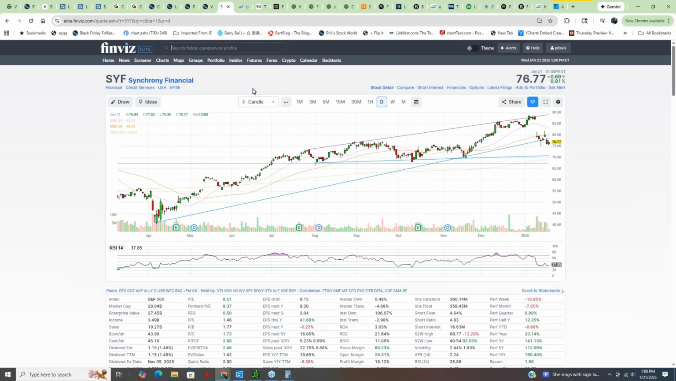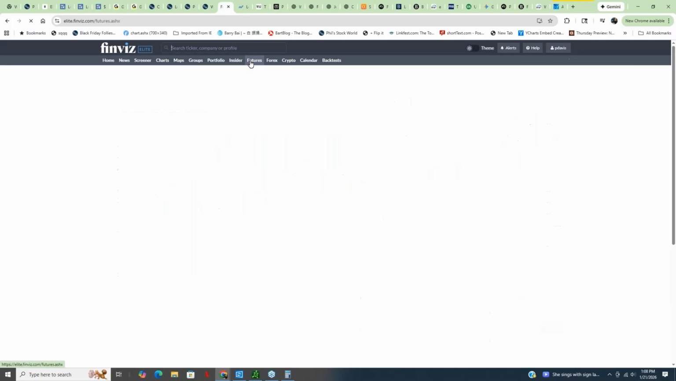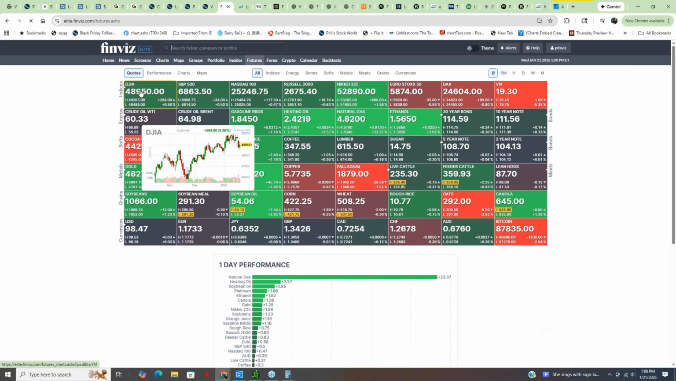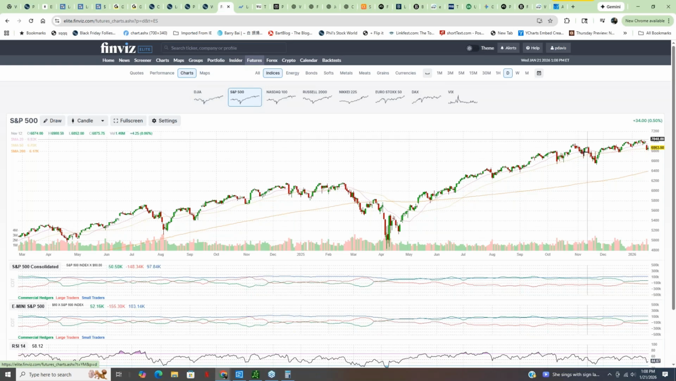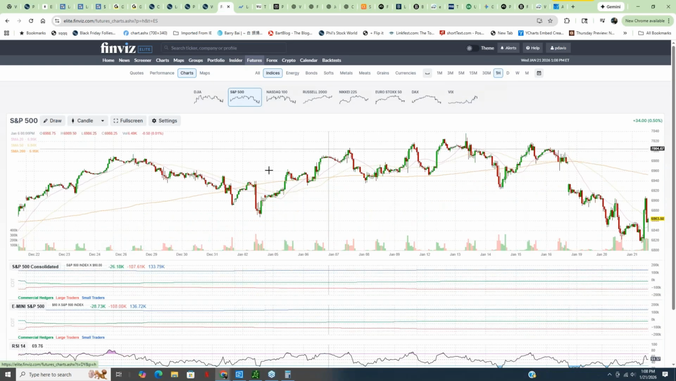FinViz has nice charting. And all you got to do is go futures and S&P. And this is obviously too long because this is days. So hourly. So where's our consolidation on the S&P?